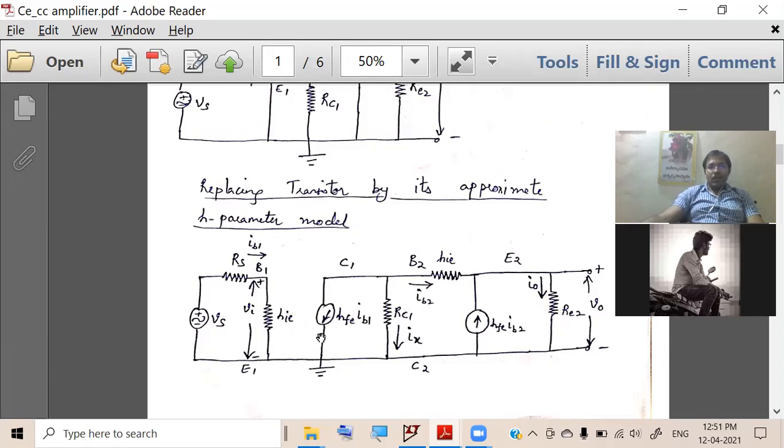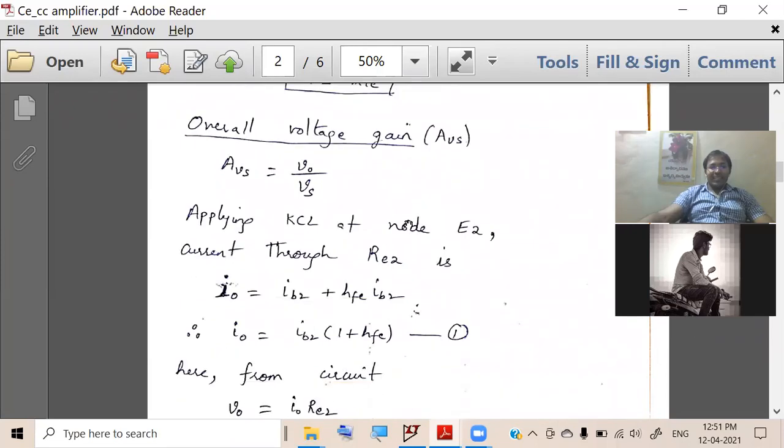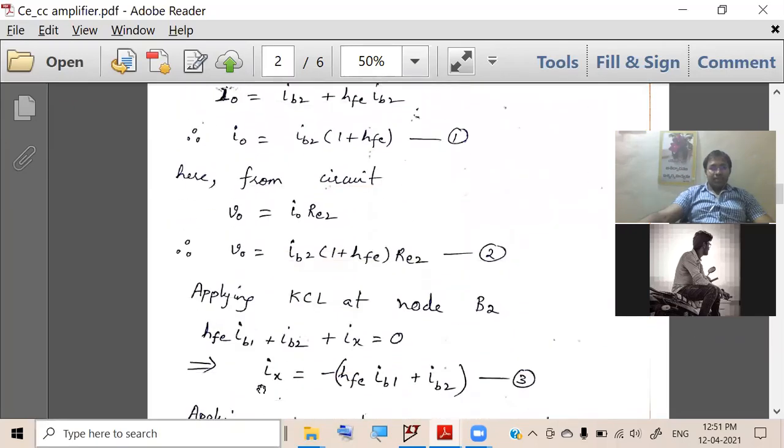Here, all currents are outgoing currents. This is outgoing current, this is outgoing current, this is outgoing current. When all are outgoing currents, with no incoming currents, the sum of the outgoing currents is equal to 0. So tell me what is KCL here, quickly. HFE IB1 plus IX plus IB2 equal to 0. Very good. HFE IB1 plus IX plus IB2 is equal to 0.